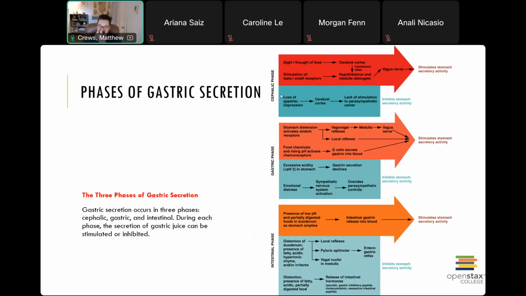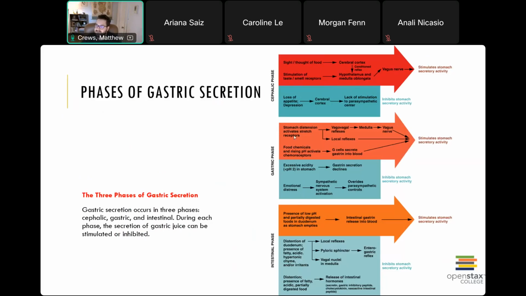Loss of appetite, depression, stimulates your cerebral cortex, which will pull the gas off the parasympathetic centers of the vagus nerve, and it will inhibit stomach secretory activity. So it's not stimulate the vagus nerve, stimulate some other nerve. It's stimulate the vagus nerve, back it off, and it will inhibit that process. Okay. So it is a negative feedback loop right here.